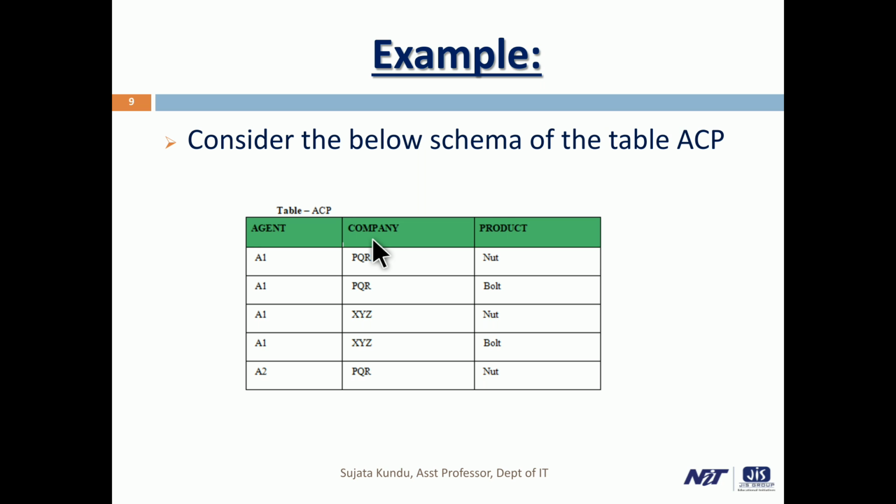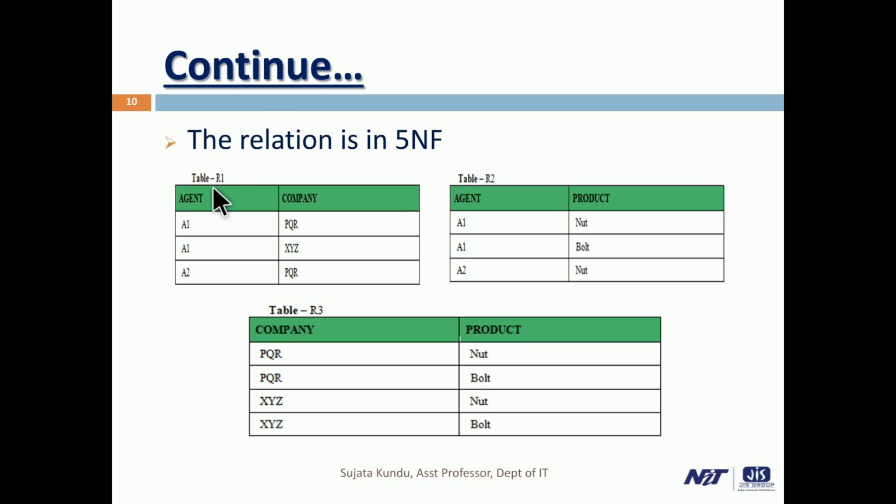So the relation ACP is decomposed into three relations to make it 5NF. If I decompose this relation into three relations, that is R1, relation 2 and relation 3. Relation 1 has the attributes agent and company. Relation 2 has the attributes agent and product. Relation 3 has the attributes company and product.